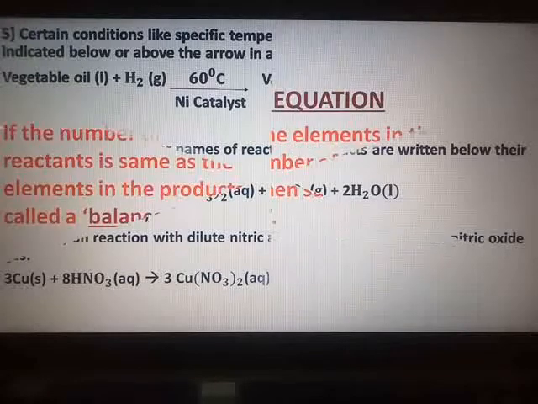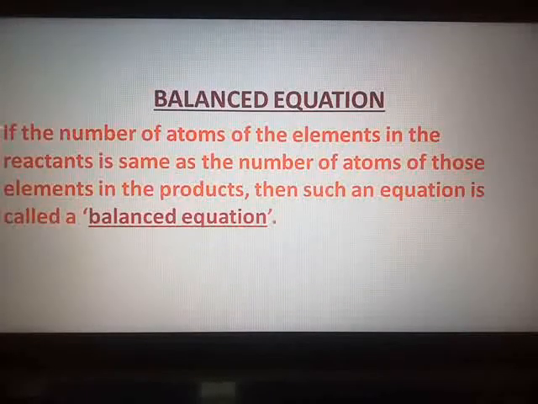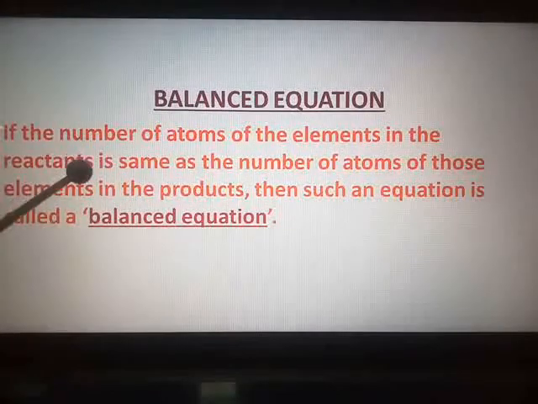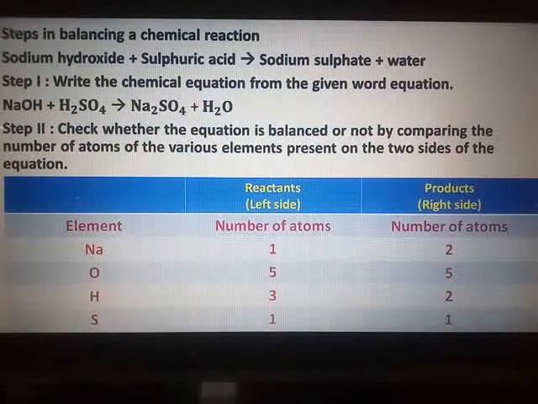Then we had seen what is a balanced equation. If the number of atoms of the elements in the reactants is same as the number of atoms of those elements in the products, then such an equation is called a balanced equation. Now, how to balance any chemical reaction? By taking one example which is given in the textbook, we are going to see stepwise balancing of a chemical reaction.